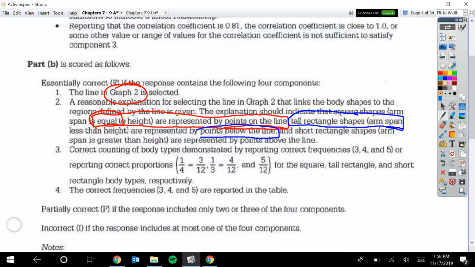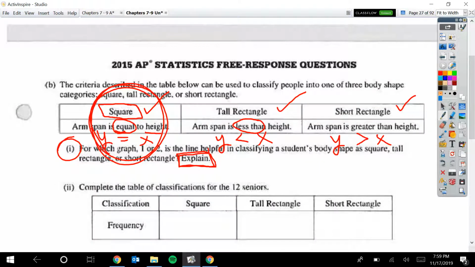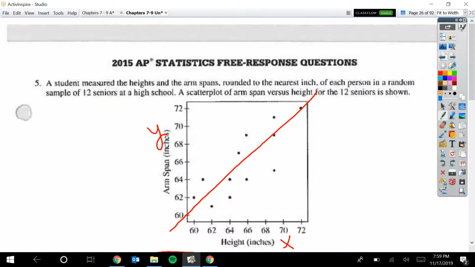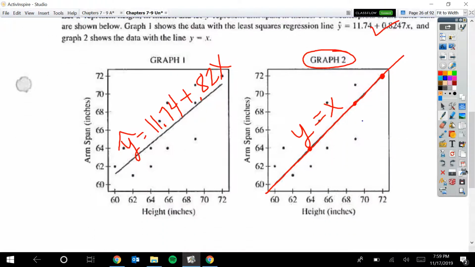So let's go back and look at that. If you're taking a look at this, the tall rectangular one is where the y is less than the height. So if you looked at that on the picture, then that's going to be these ones here where the arm span is below the height. Y is less than X down here. So we can also kind of fill in the table as we go along.